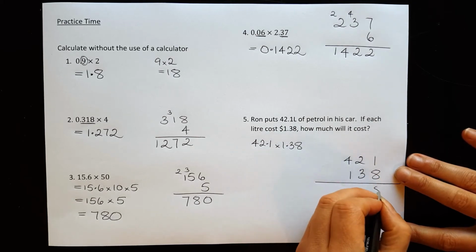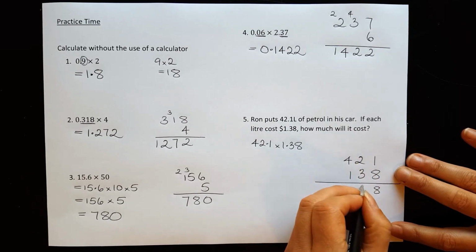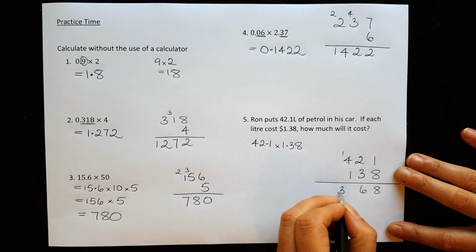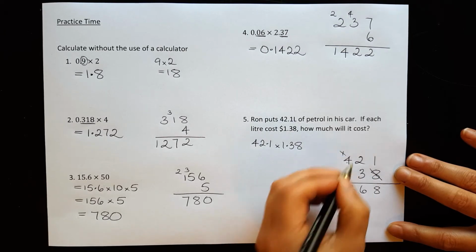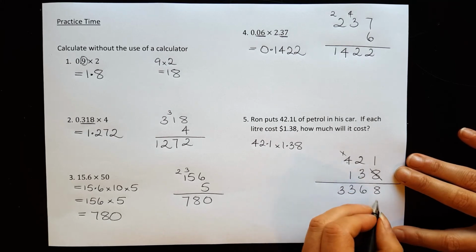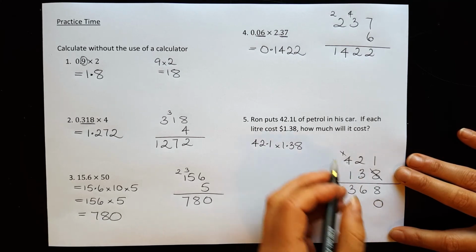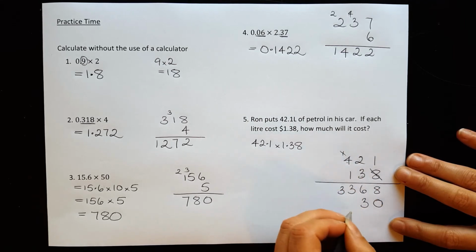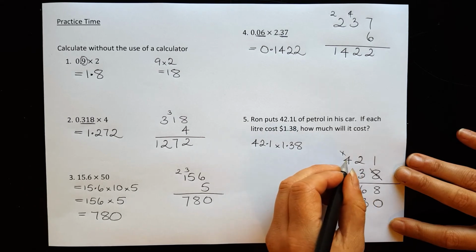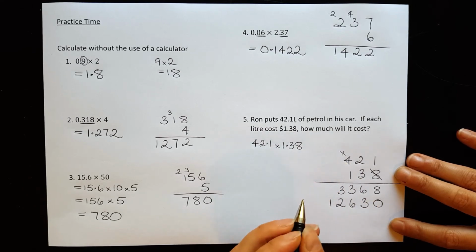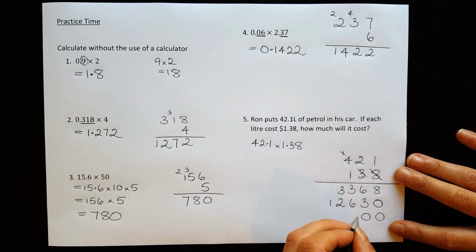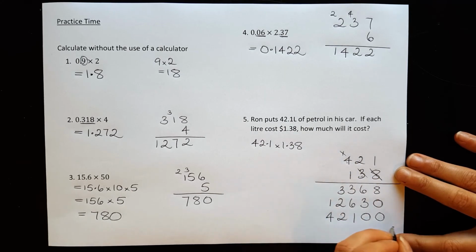8 times 1 is 8. 8 times 2 is 16. 8 times 4 is 32, but plus the 1 makes 33. Okay, so that's done. Cross that out. Now to do the 3, we need to put a 0 down first for the tens position. Then 3 times 1 is 3. 3 times 2 is 6. 3 times 4 is 12. Okay, the 3 is done. Into the hundreds position, so 2 zeros. 1 times 1 is 1. 1 times 2 is 2. And 1 times 4 is 4.